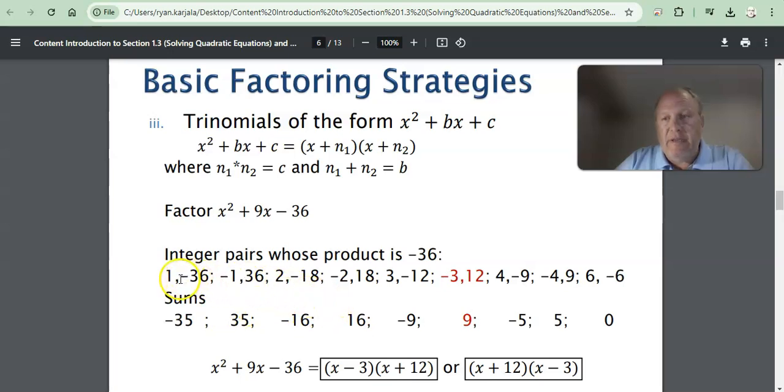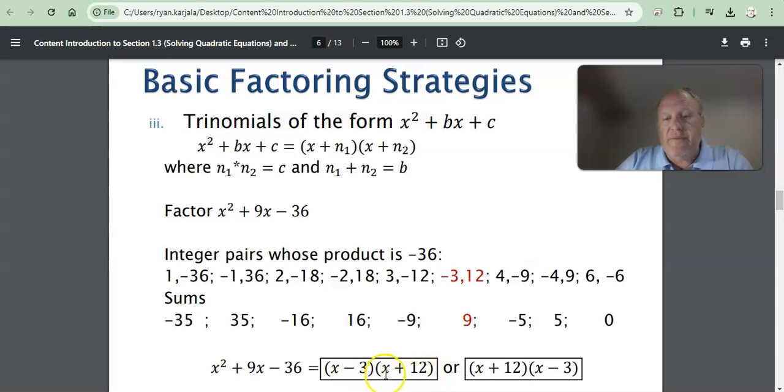So if you think about all your different ways of getting negative 36, you have 1 and negative 36, negative 1 and 36, 2 and negative 18. If you think about your sums, in order to get a positive sum, your positive number has to be bigger than your negative number. So that's why we get to this one right here. Negative 3 plus 12 is 9. So that is the one you're going to choose. So you're going to go x minus 3 times x plus 12.